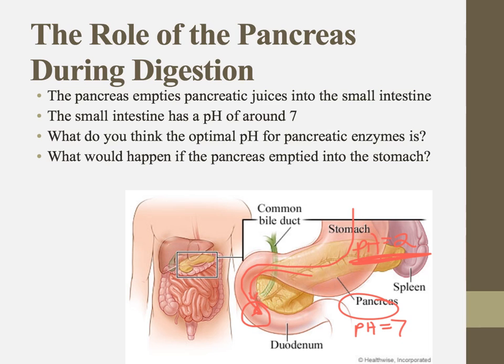Okay, so what we're going to talk about a little bit later is the pancreas is also really crucial in secreting what we call a buffer, and it takes this really acidic pH that's coming from the stomach and neutralizes it, to bring it back up to a pH of 7 so that all those cool enzymes are working at their optimal rate.